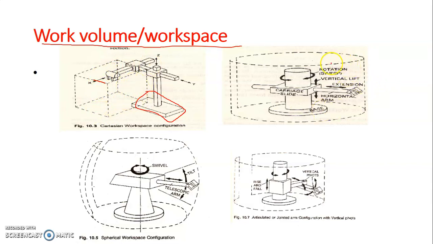And if you see this robot, it can cover this volume, whatever the dotted lines you are seeing here. This is the space or volume the robot can cover. And for this robot also we can observe how much volume or space it can cover, and this robot also. This is called the work volume or the workspace. This is also a very important technical feature used in industrial robots.